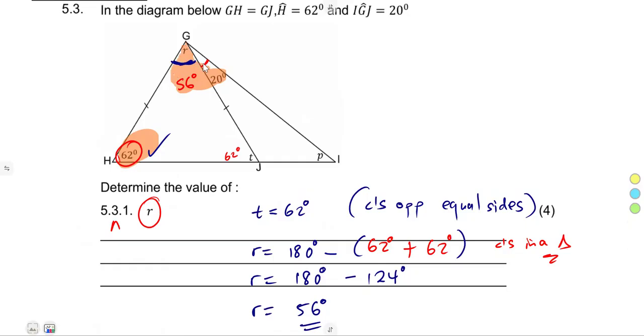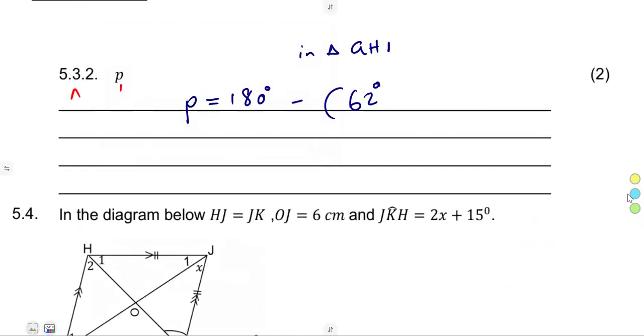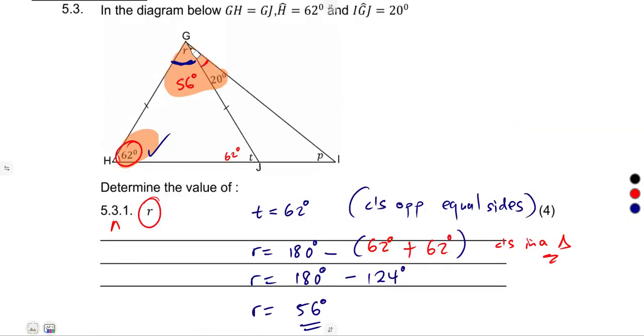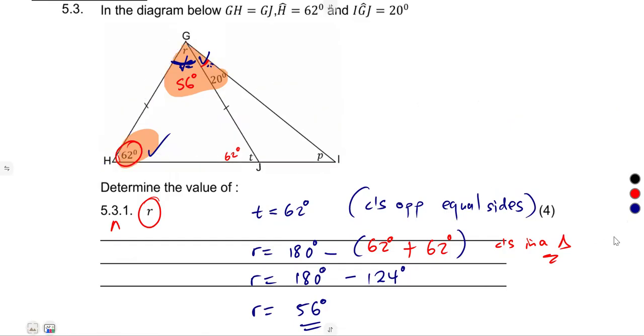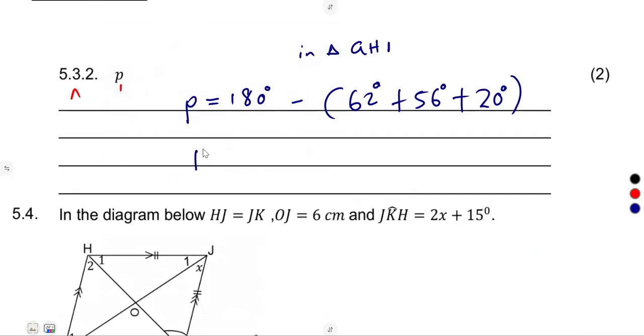It's a combination of these two. You have to combine the 56 and the 20 together. They are part of a single angle, which is our angle G. It is the sum of these two angles, so combine them. Removing these angles from the 180 degrees of the outer triangle will give us the remaining angle, which is P.